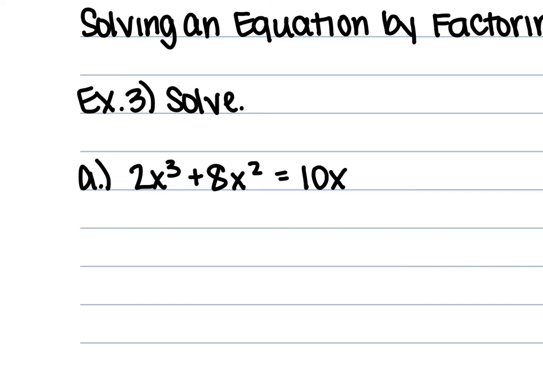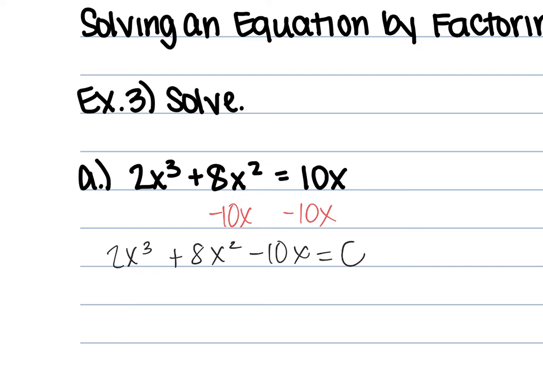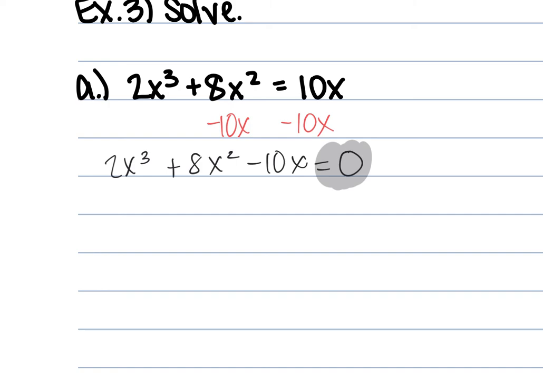So what would you guys do to make one side equal to 0? Issa, what would you do? I would subtract 10x. You are 100% right. Subtract 10x from both sides. So we are going to get 2x cubed plus 8x squared minus 10x equals 0. Now we have 0. Do you guys see that? Super important. Don't factor until you have equals 0. Now we can factor. What do I check for first, people?